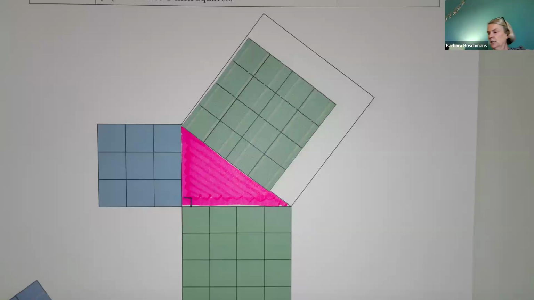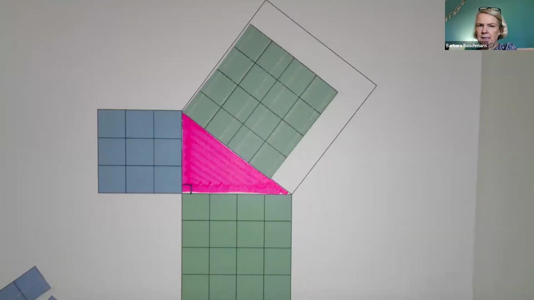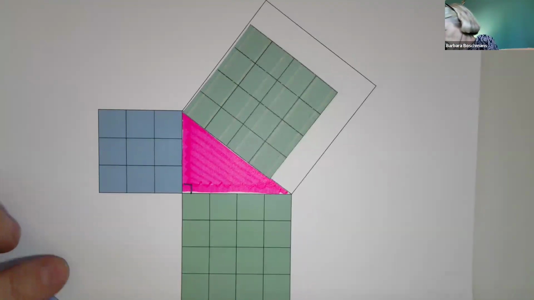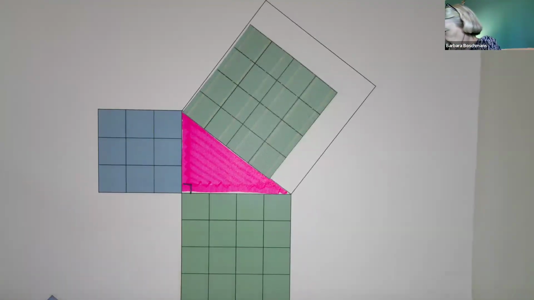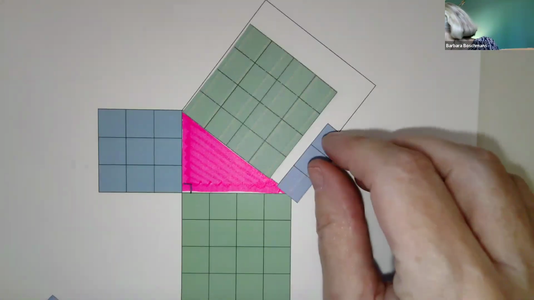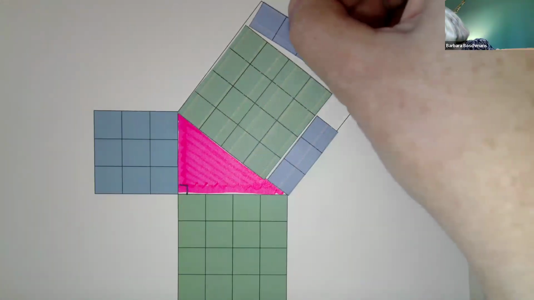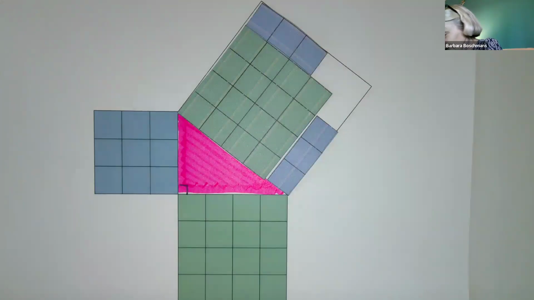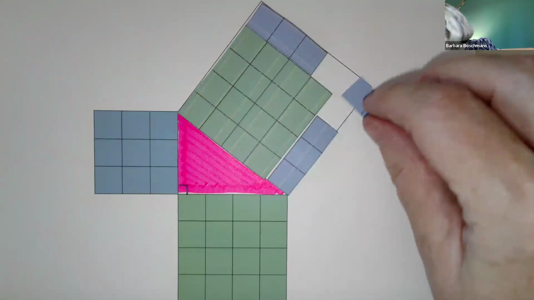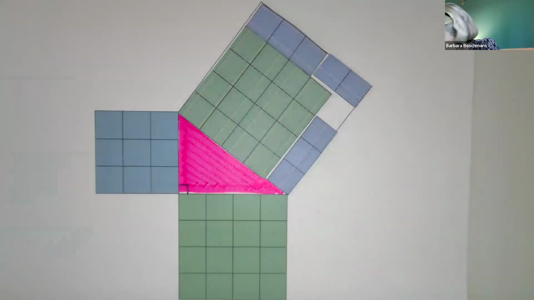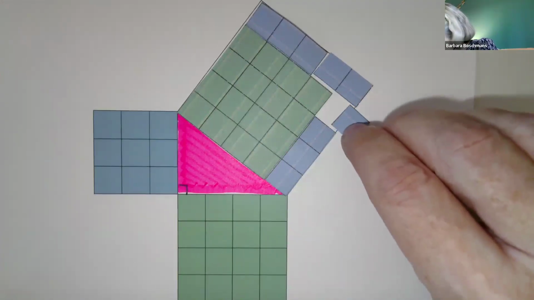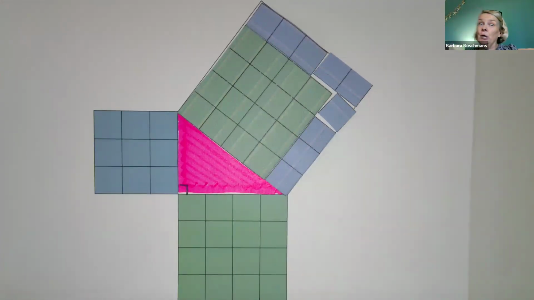Okay, so I kept my green square exactly as is, and then my blue one, I did cut into rows, so I can fit one here, and I can fit one on the top. And look at this, I can fit these right here, and this little square fits here.